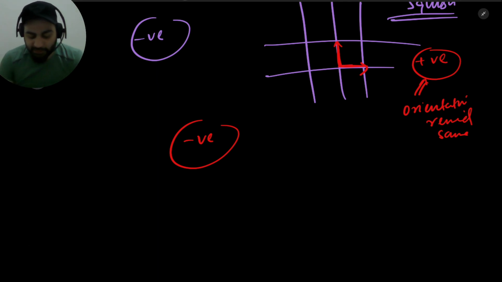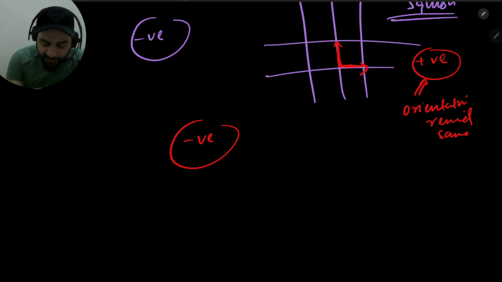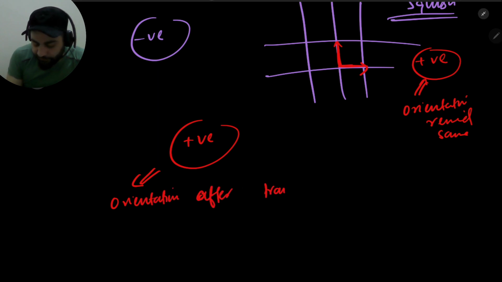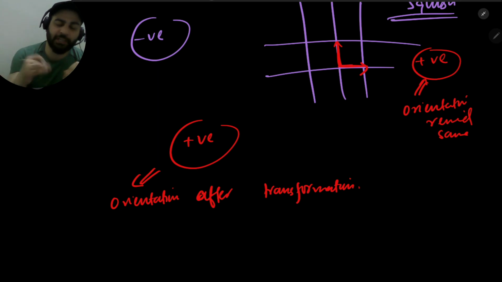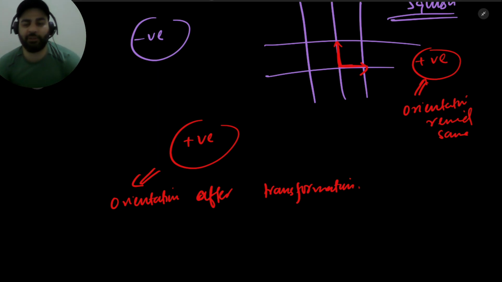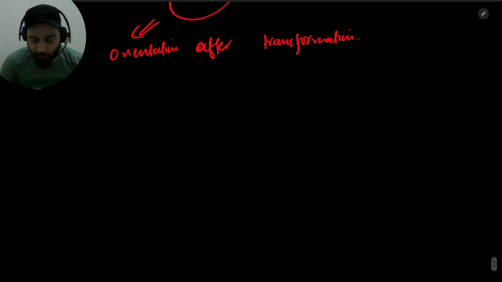So the positive determinant and negative determinant have to do with the orientation of space after transformation. If the orientation was similar to what it initially had, then we'll have a positive determinant. If the orientation was flipped, then we'll have a negative determinant. That is the whole concept of determinants, and you know how to compute the determinant.